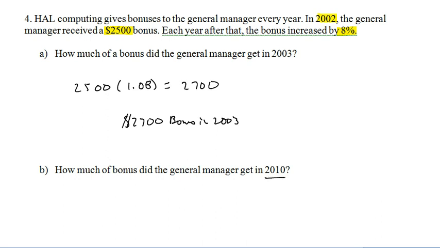Okay, and now we want to know how much in 2010. So notice that our T1 was 2002. 2003 would have been T2. Okay, let's go 2003, 2004, 2005, 2006, 2007, 2008, 2009, 2010. So it's T3, T4, T5, T6, T7, T8, and T9. So if we're talking about the bonus for just 2010, we're talking about T9.